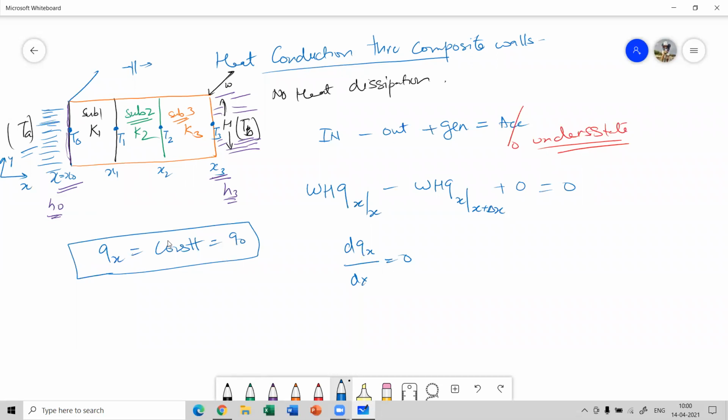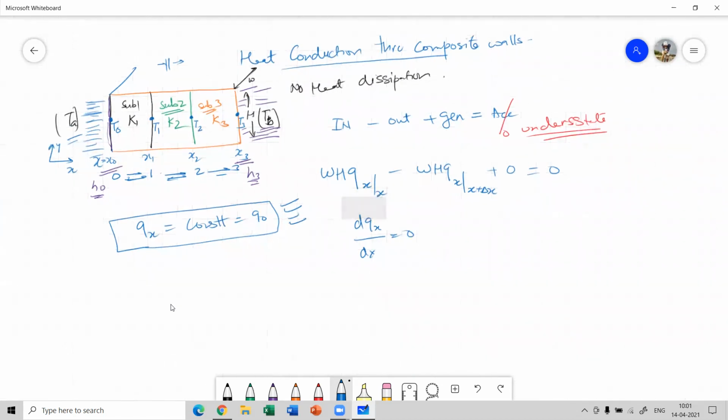Now, similarly for the regions 0 to 1, 1 to 2, and 2 to 3. Let's say this is 0, 1, 2, and 3. For the region between 0 and 1, Qx is Q naught. For 1 to 2, it remains the same, and for 2 to 3, it also remains the same. That is, the heat flux throughout this wall within each region is constant.